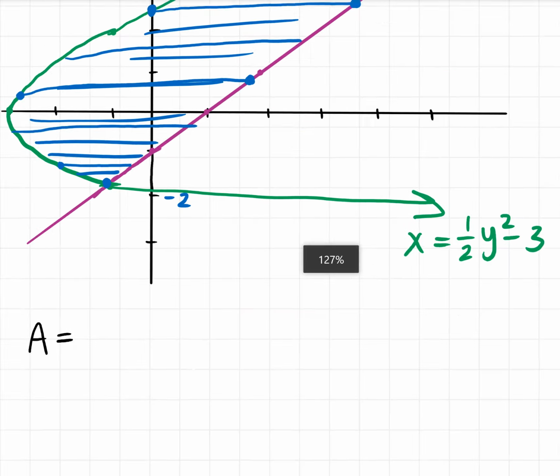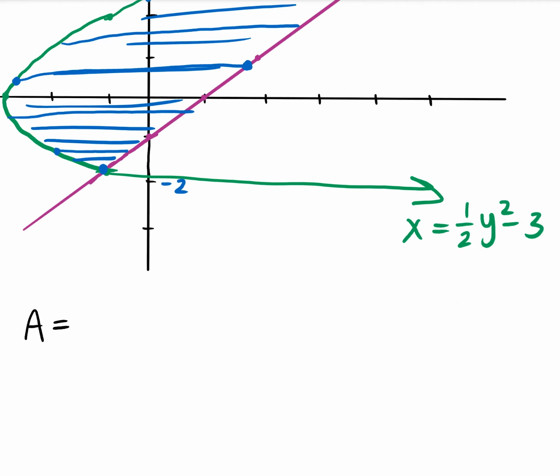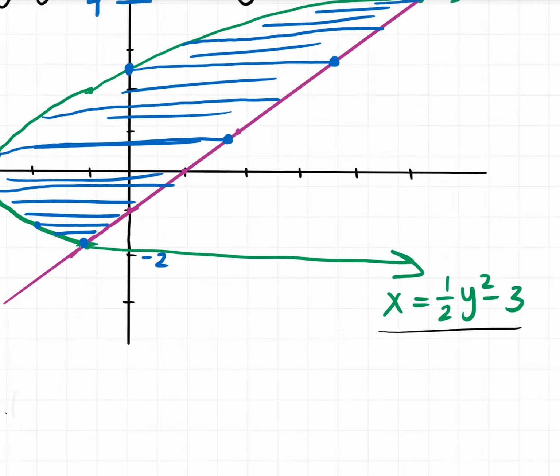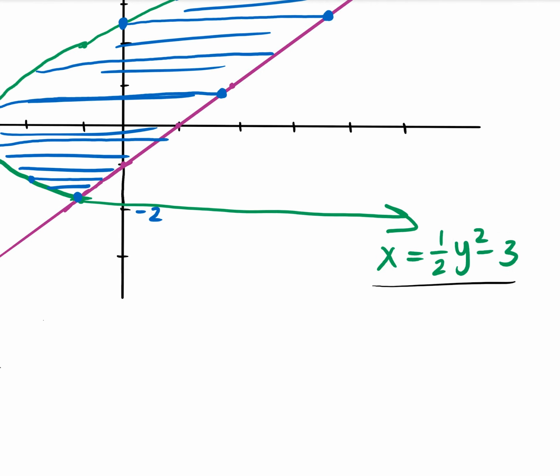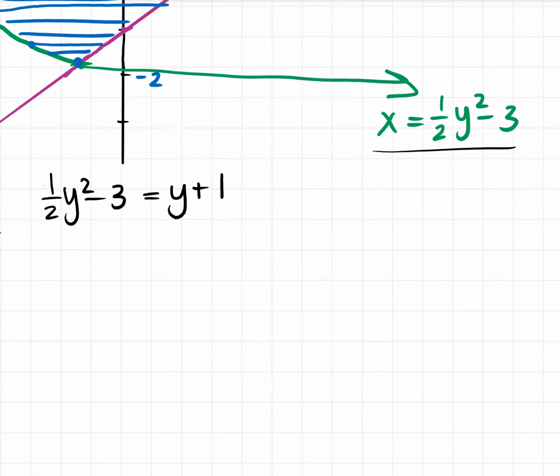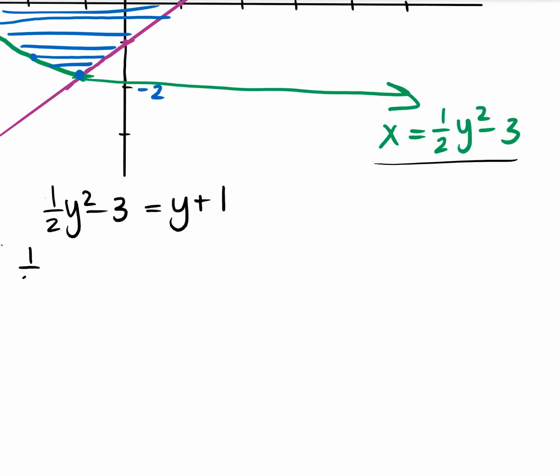Oh, well, let's make sure that that is true. It's -2 and 4. I meant to do that before. So let's verify that those are going to be my bounds. I'm going to set my 2 functions equal to each other, because I know sometimes the algebra is the hard part. This is a quadratic, so I'm going to go ahead and move everything over to the left-hand side.